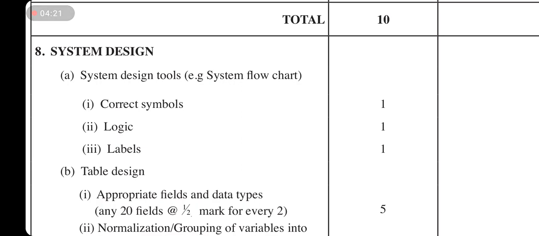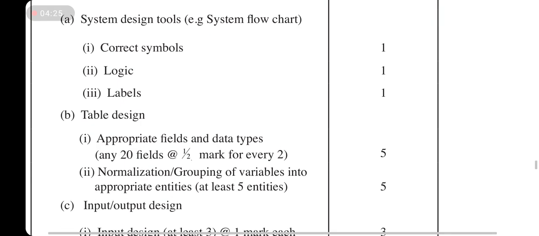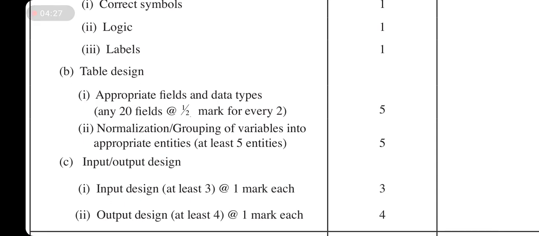Logic, 1 mark. They are well labeled, another 1 mark. Now table design. Now we check the system, the data type. If the data type is number, date, string, you see, that one will give you marks. The field, the way you put the many fields, up to 20 fields. So I have a mark for every 2.